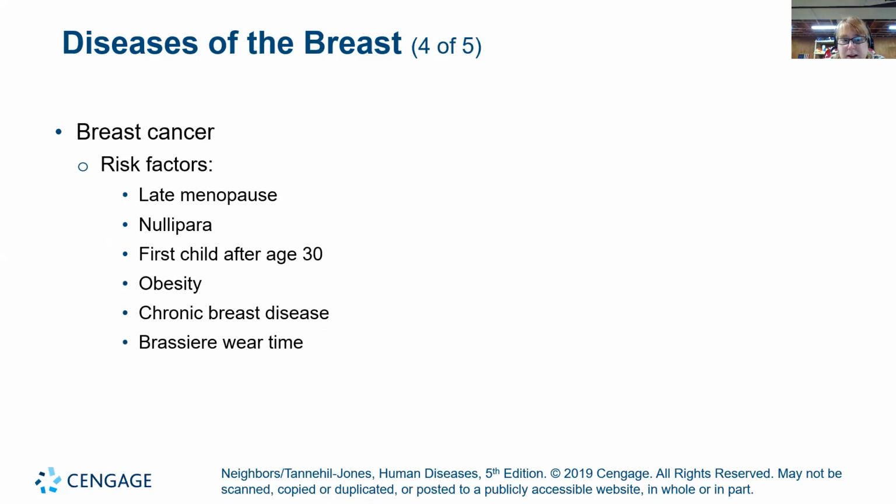Some more risk factors are if you go into menopause late, if you've never had any children, if your first child has been over the age of 30, if you're obese, if you have chronic breast disease, infections, cysts, and if you wear a bra too often, believe it or not.